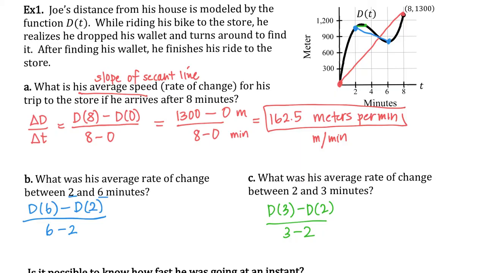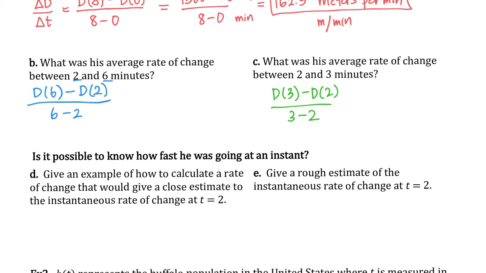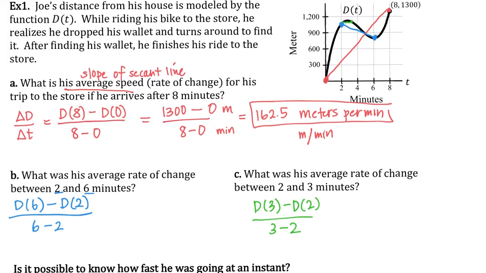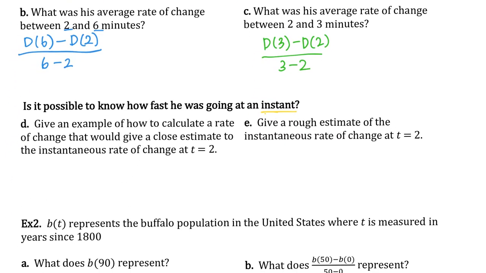Okay, now the question is, is it possible to know how fast he is going at an instant? Okay, if you look at the graph up here, each of these secant lines had very different slopes. So he's going different speeds at all kinds of different points. So they want to know, could you figure out what he was going at an instant? You can, and they call it the instantaneous rate of change. Let's write that down.